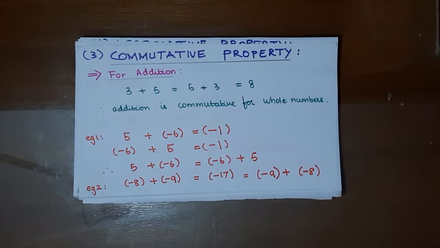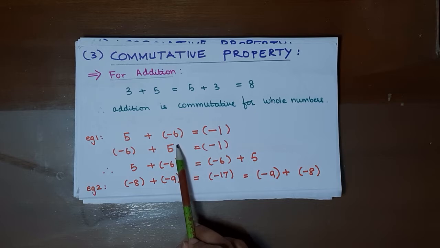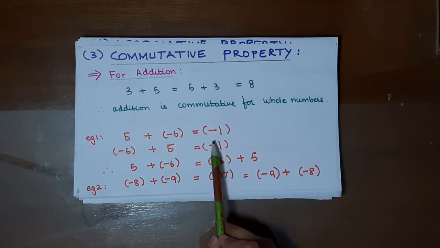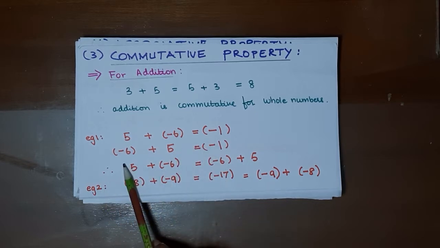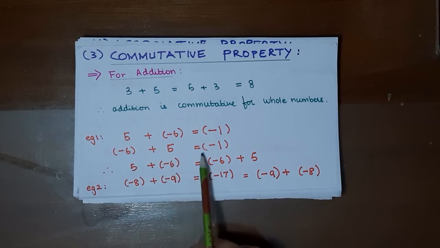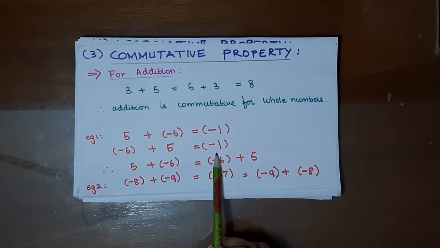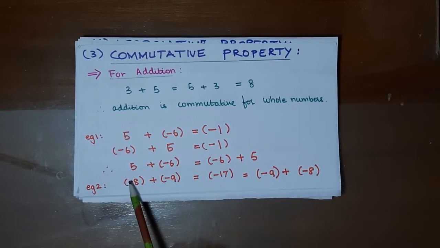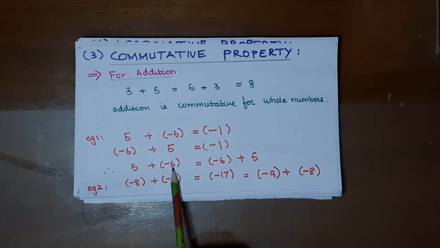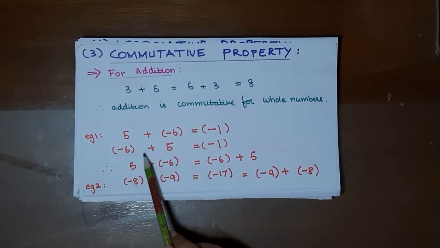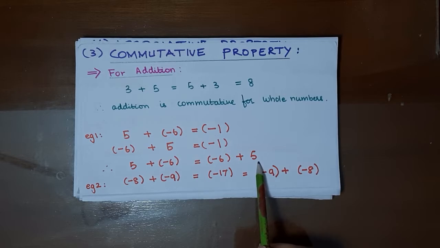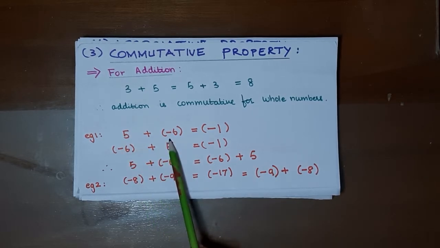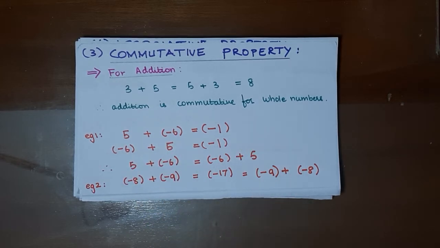Example 1, 5 plus -6 equal to -1. -6 plus 5 is also equal to -1. How can we write that? 5 plus -6 is equal to -6 plus 5. We can add in either order, as 5 plus -6 or as -6 plus 5. Both the things give the same result.